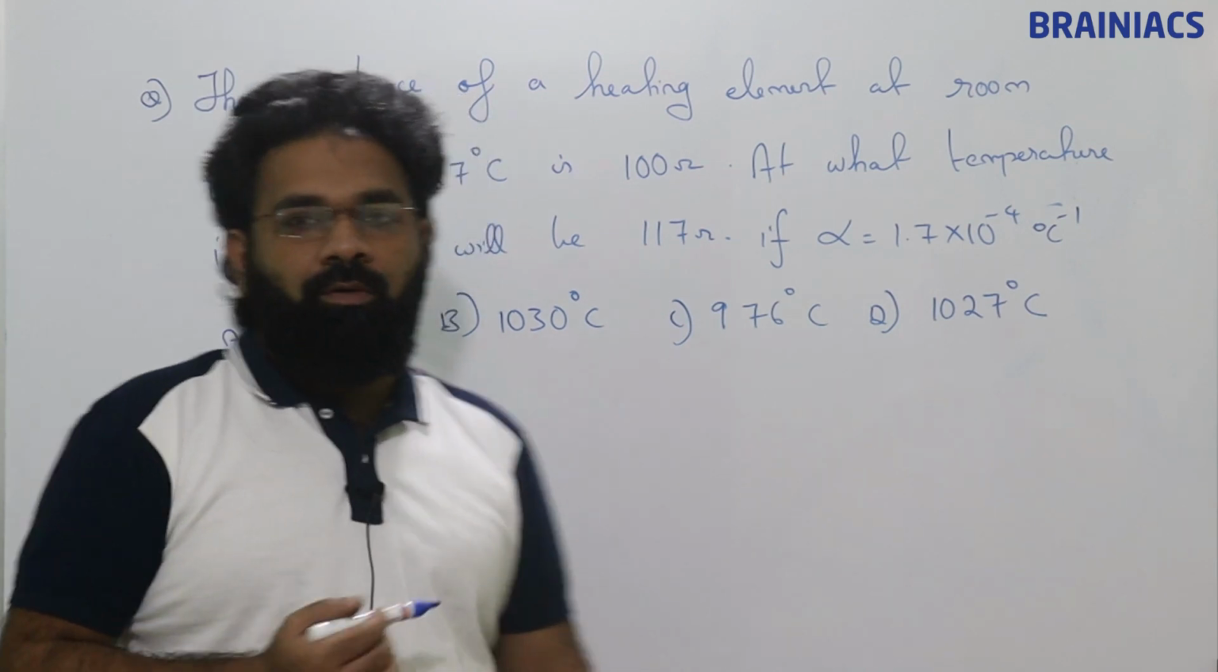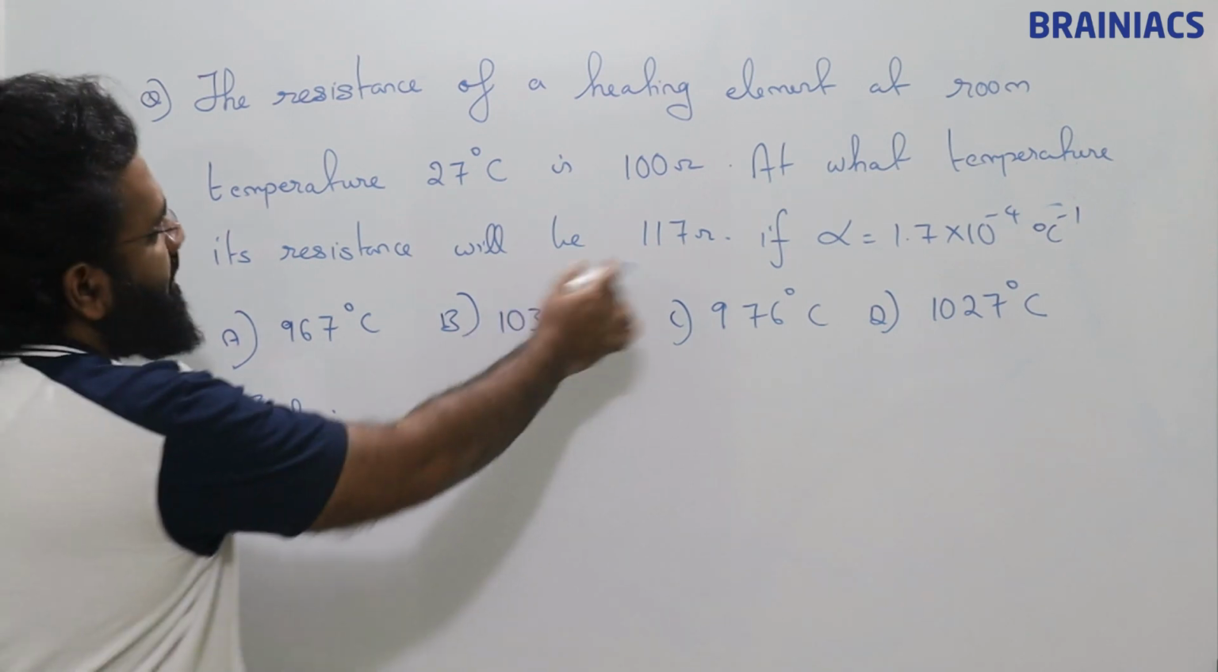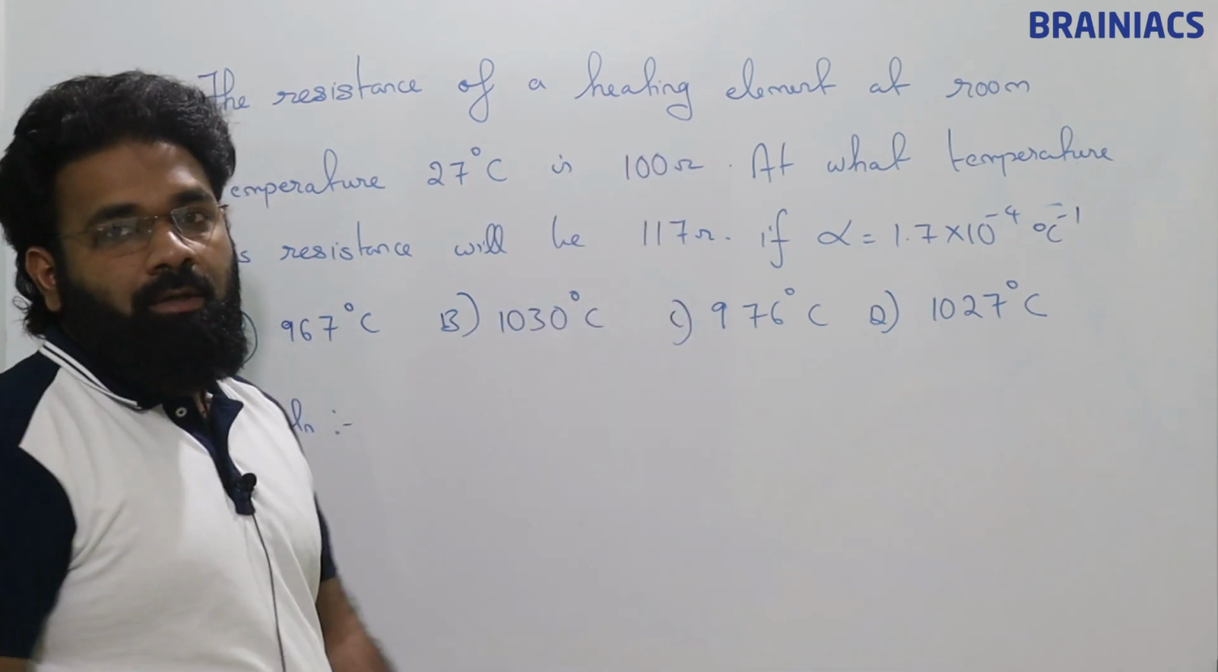Okay, we'll do this question. The resistance of a heating element at a room temperature of 27 degrees Celsius is 100 ohm. At what temperature will its resistance be 117 ohm if alpha is 1.7 times 10 raised to -4 per degree Celsius? Options are given in degree Celsius. So we need to find the temperature at which the resistance reaches this value.